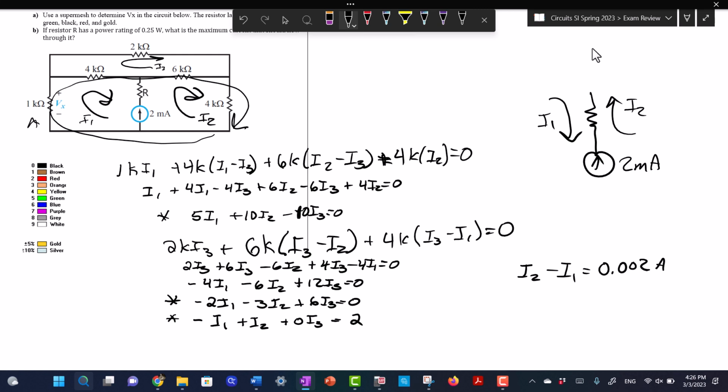And so now I have my 3 equations, and you've seen me solve equations, so we don't need to do this again. And if you solve these, you get I1 equals minus 1.5, I2 equals 0.5, and I3 equals minus 0.25. And since I used 2 here, these units are all milliamps.